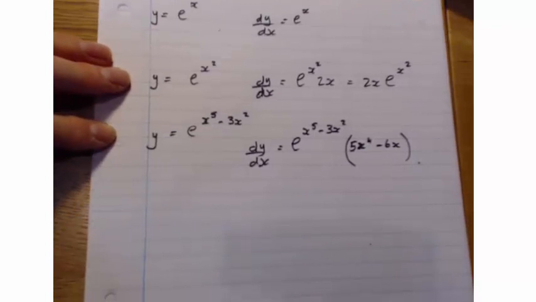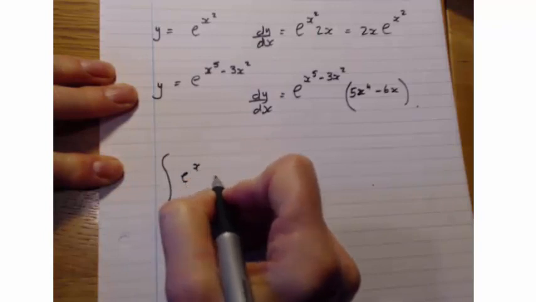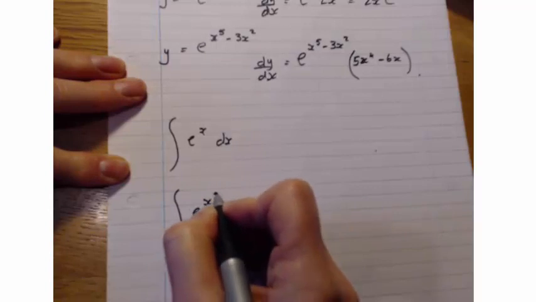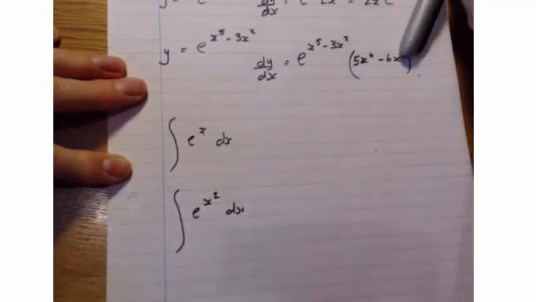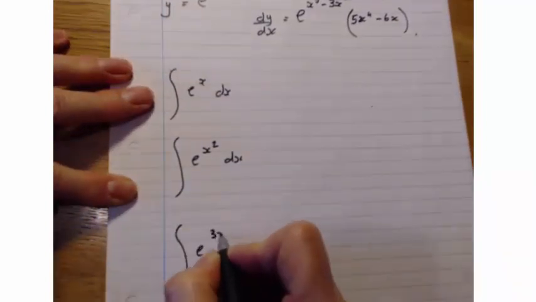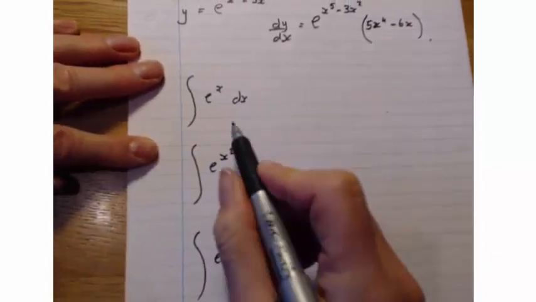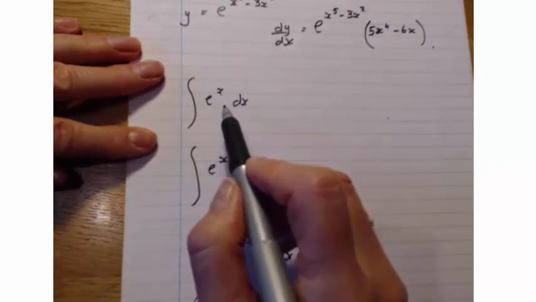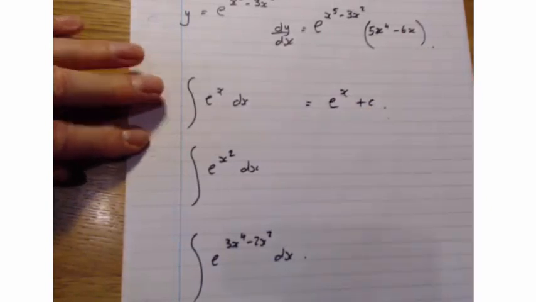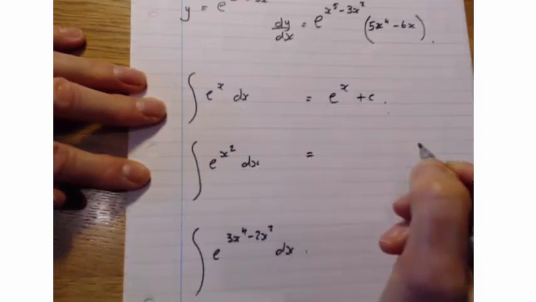So how about integration? Well, what about if we have to integrate e to the x? What if we have to integrate e to the x squared? And what if we have to integrate e to the 3x to the 4 minus 2x squared dx? Well, we know that e to the x doesn't change when you differentiate it. So it's just that. That's a nice property of e. What do we do with here? Right, it's like those previous integrations of chain rule.